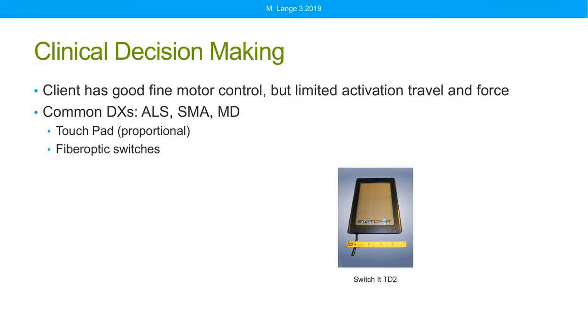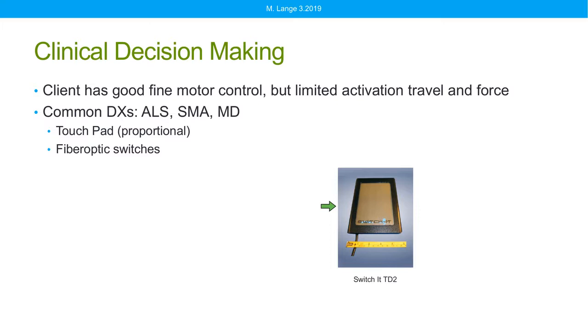So continuing along in our hierarchy, we're actually going to back up a little bit back into the proportional world. If you're working with a client who has good fine motor control, but limited activation, travel, and force, and let's say that they really are having difficulty with a mini proportional joystick, then one of our options is a touchpad. Another option are fiber optic switches. So this is a touchpad.